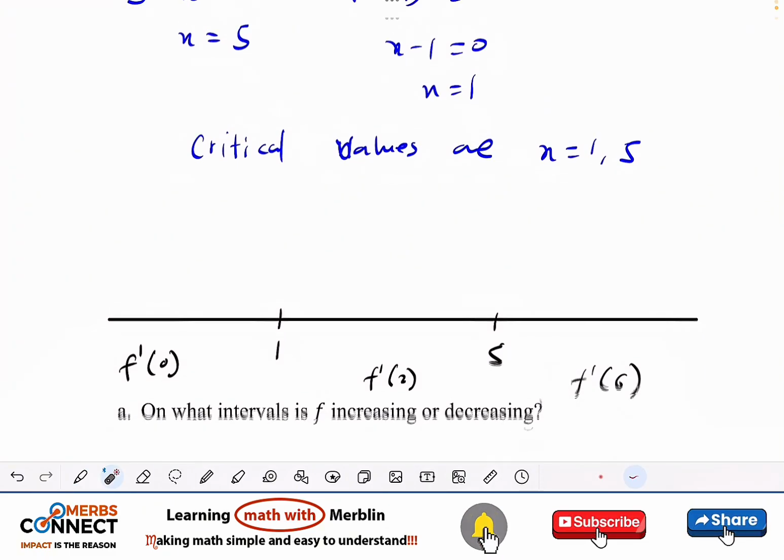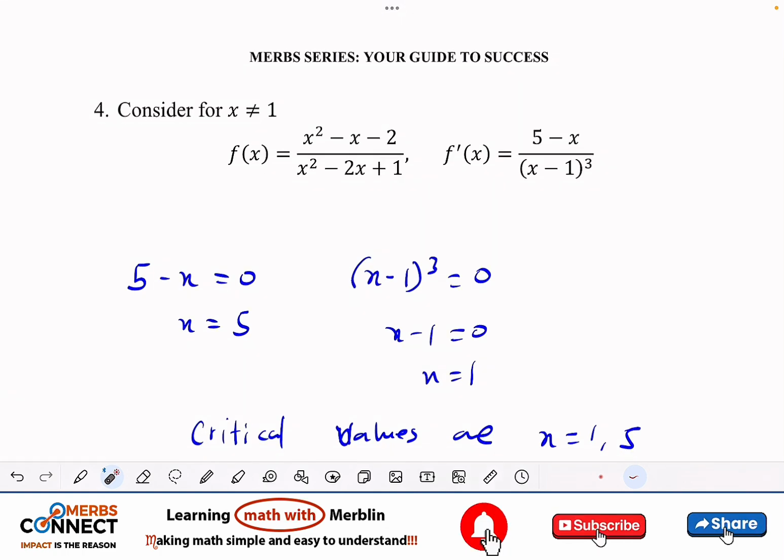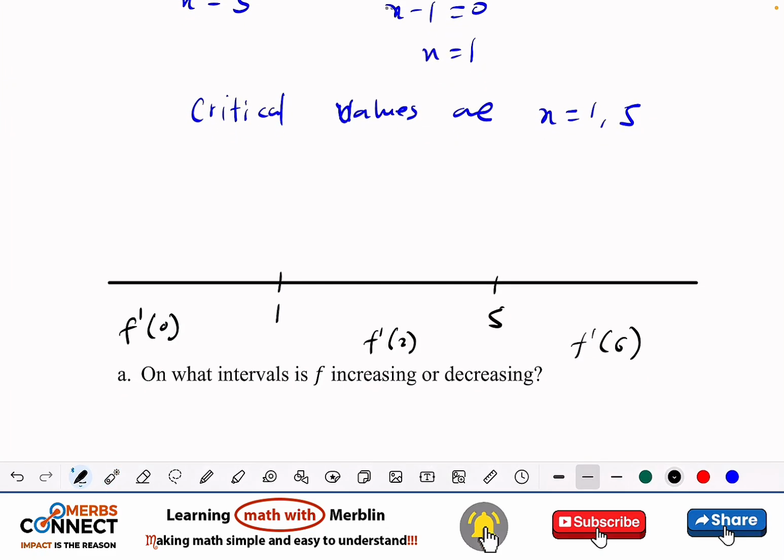So now let's plug in 0 here. When I plug in 0, the top will be positive. When I plug in 0, the bottom will be negative, because 0 minus 1 to the power 3 is still minus. So positive divided by negative is going to give us negative. So it means that this is less than 0, and it is going to be decreasing because it's minus.